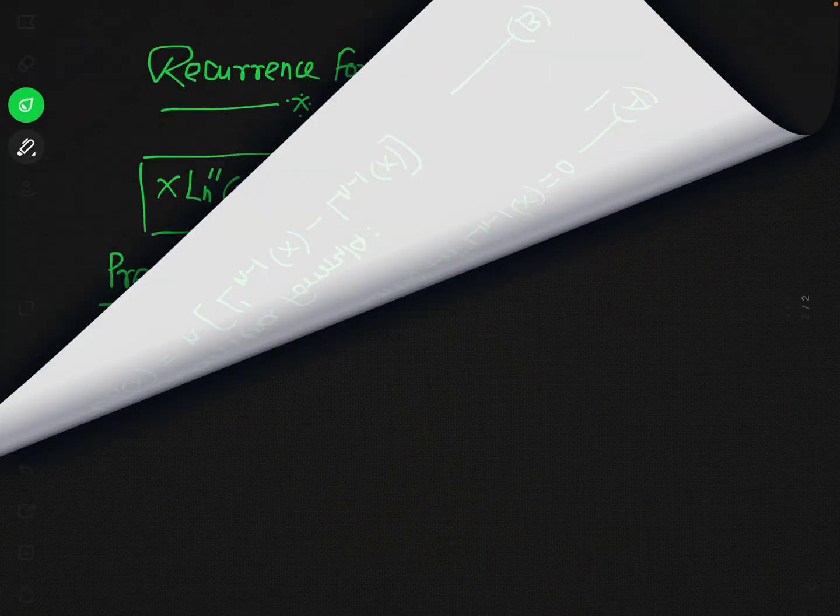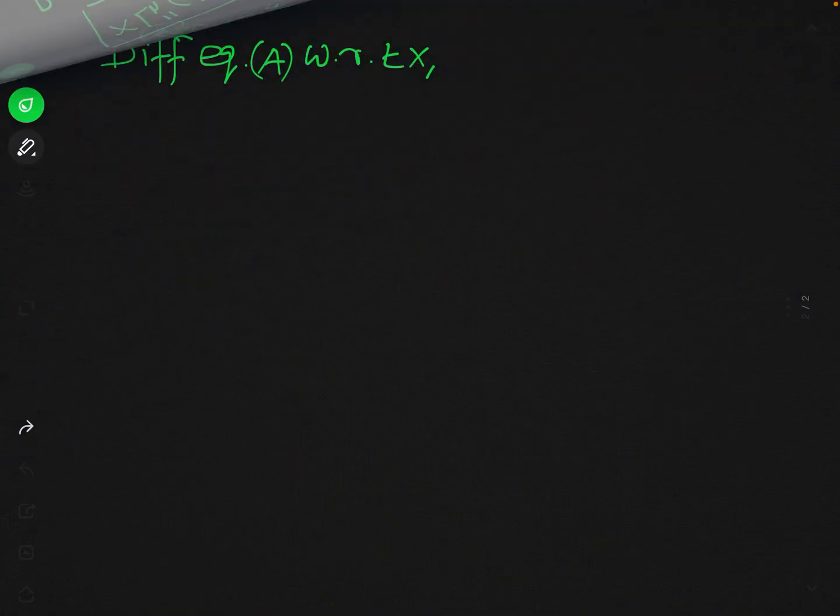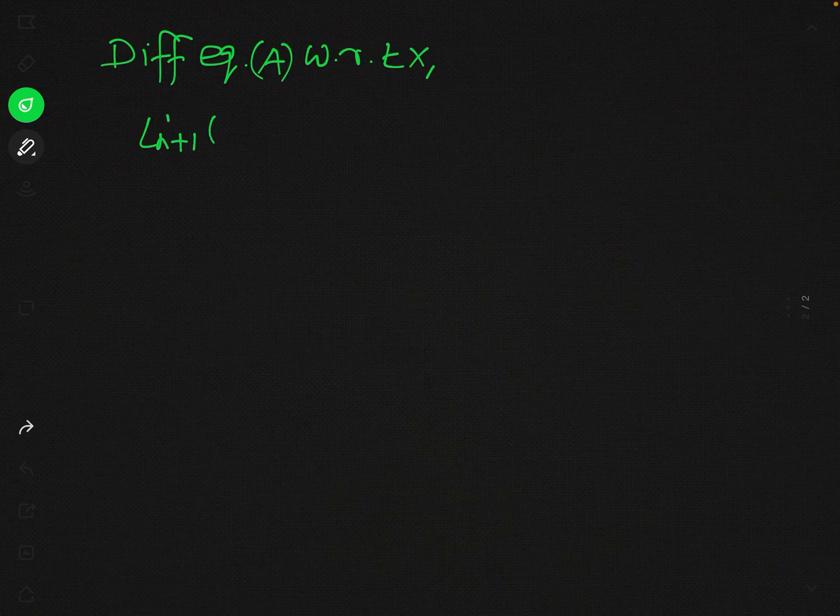Differentiate equation A with respect to x. If you differentiate equation A with respect to x, what will be the result? You can see the first term is just a function of x, so this will be simply ln plus 1 prime of x. So the first term will be ln plus 1 prime of x, and plus the second term.